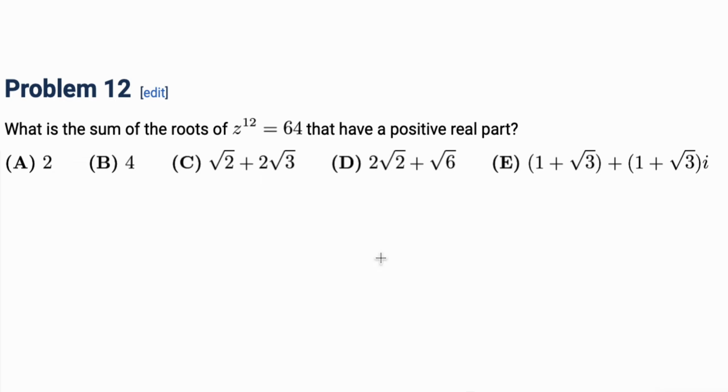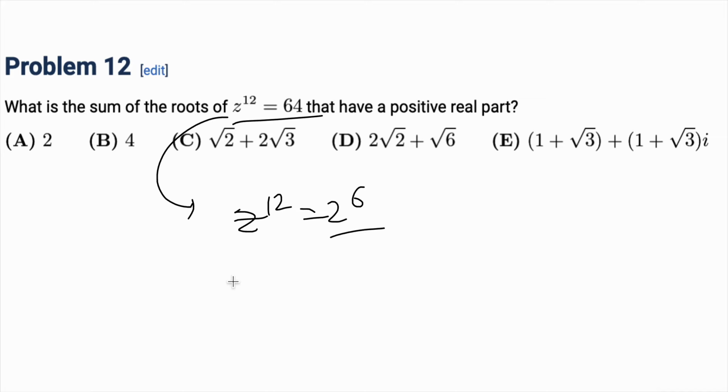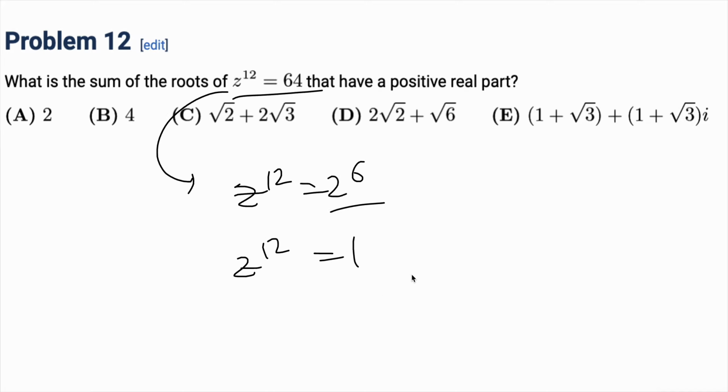This problem might be one of the easiest problem 12s I've ever seen on an AMC. We just want to find the sum of the roots of this equation that have a positive real part. Now let's simplify this equation. Z to the 12th equals 2 to the 6th, and I'm not even going to worry about the 2 to the 6th part. Let's just say Z to the 12th equals 1, and then we can multiply by square root 2 later.